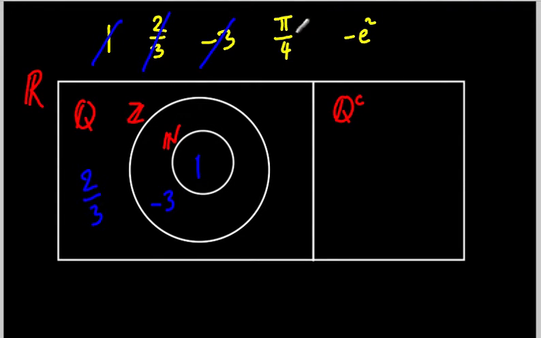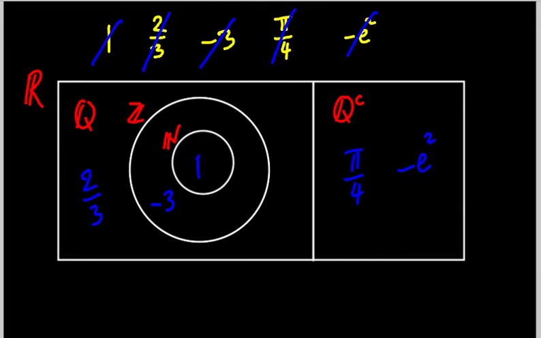Pi over 4, as we said before, looks like a rational number, but pi is not rational. Therefore, it's an irrational number. So pi over 4 would go here, and we're going to cross that out. And then -e², obviously that's irrational as well, so that's going to go right here. And so we're done. We've put all these 5 numbers into their appropriate spots according to this Venn diagram.